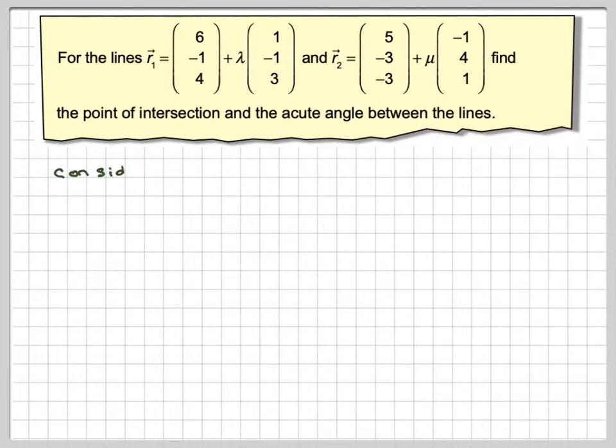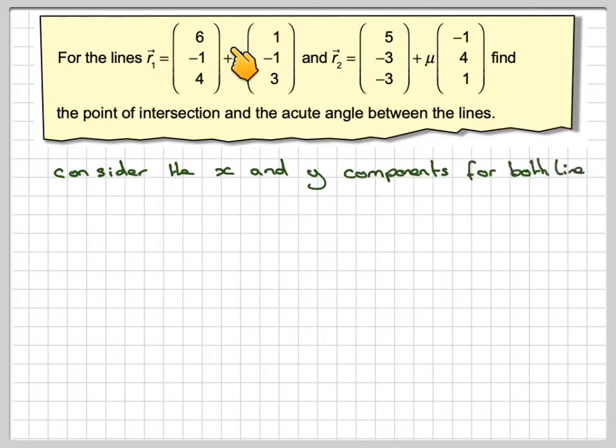Okay, so what you do is you look at the x component and the y component to begin with. So you've got 6 plus lambda, and that's got to be equal to, if they intersect, 5 minus mu. And for the y component, we've got minus 1 minus lambda, and that's got to be equal to, if they intersect, minus 3 plus 4 mu.